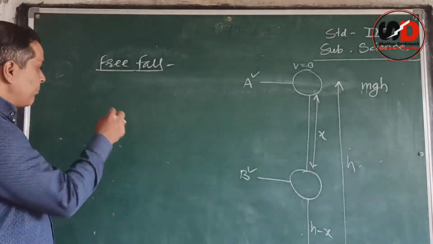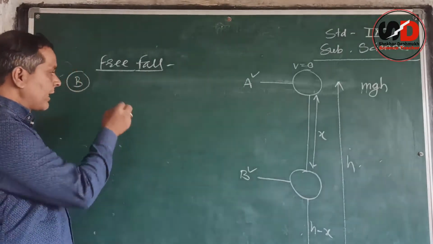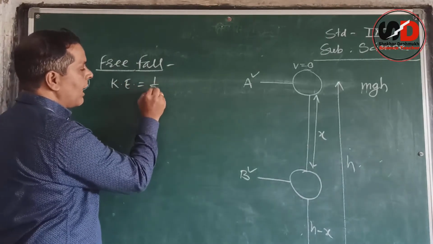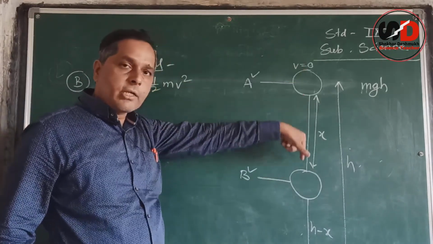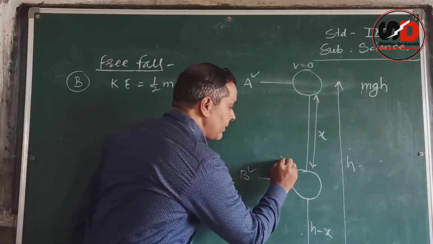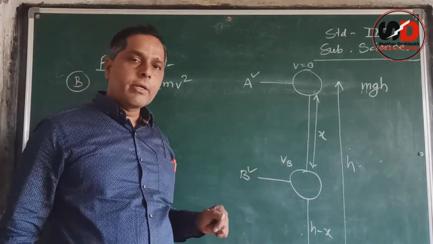Total energy at point B. So first of all, calculate what is the kinetic energy at point B. Formula: half mv square. The ball is falling down, that means it has a certain velocity here. Let that velocity be vb.